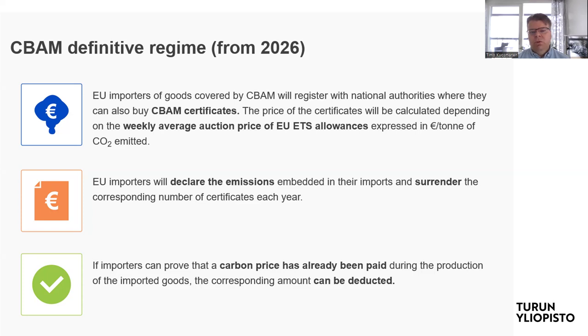So importers of goods in the EU then need to register with national authorities, and then they can buy certificates to cover the emissions, and the price will depend on the weekly average auction price of the EU ETS allowances. So in this way, this mechanism will be connected to the EU ETS, the EU level tradable emission certificate scheme that we have discussed earlier. So importers then need to also buy certificates to cover these imported emissions.